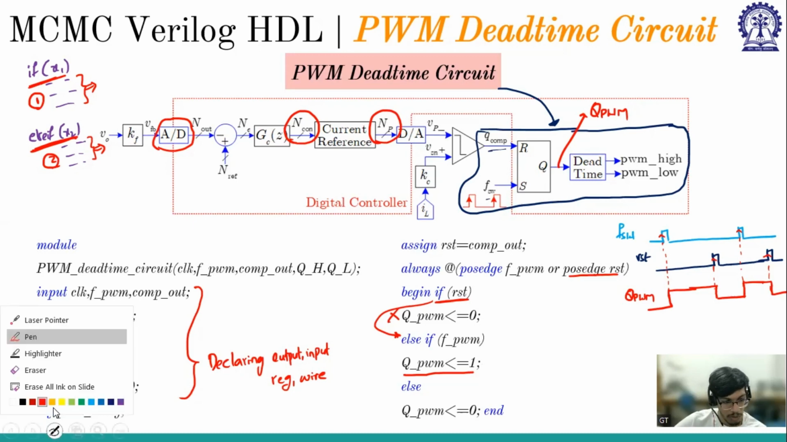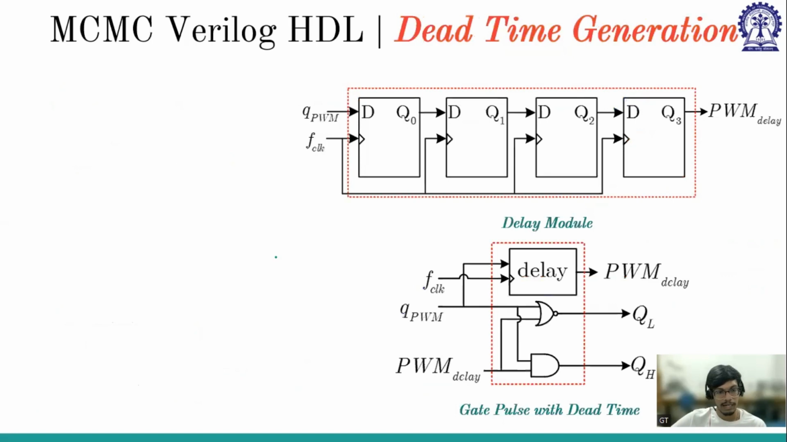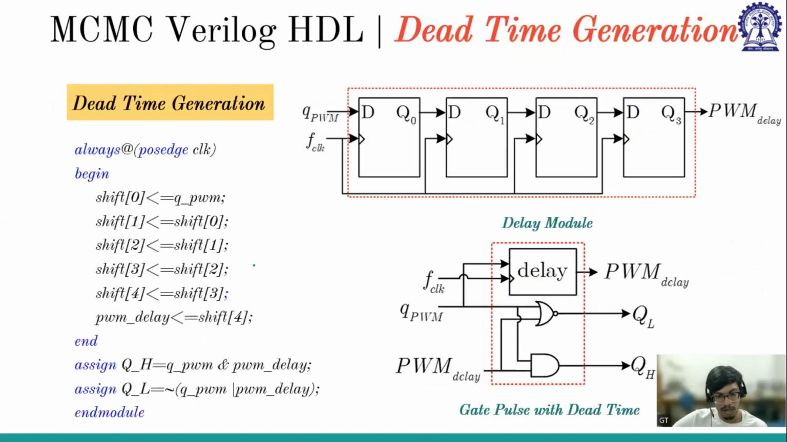Now we have to again put the dead time circuit. QPWM will be passed through this dead time circuit, which will give PWM high, PWM low. The dead time circuit is the same as voltage mode control and whatever we discussed last week: 6 clock cycles with 10 nanosecond, which is 60 nanosecond dead time. And this logic is giving us QH and QL.